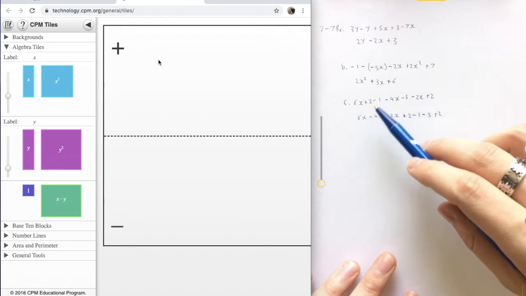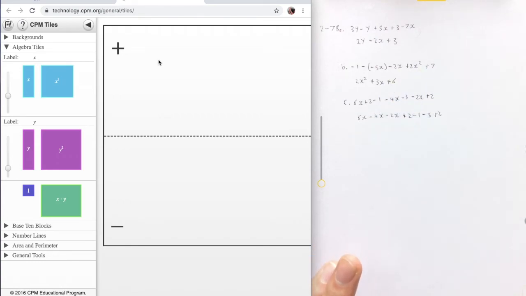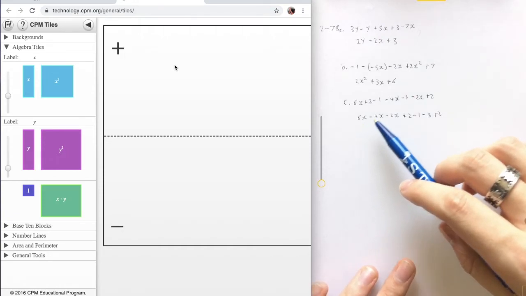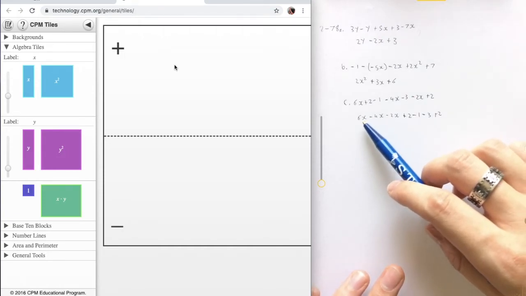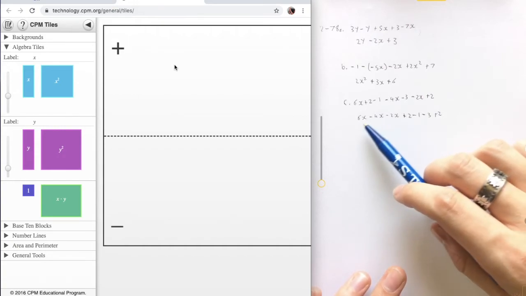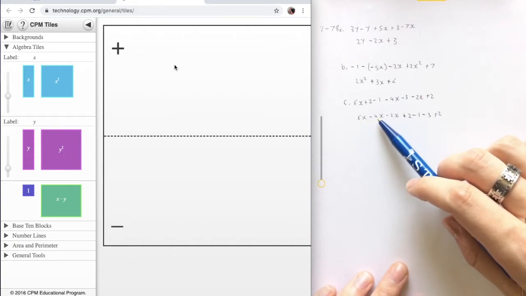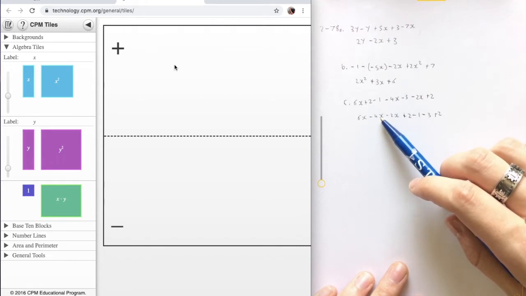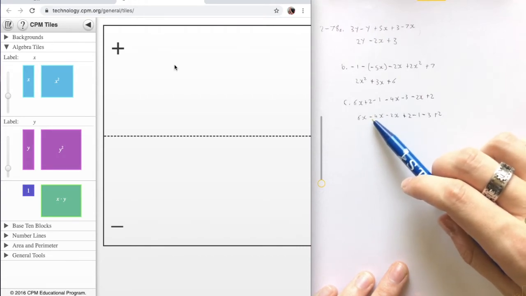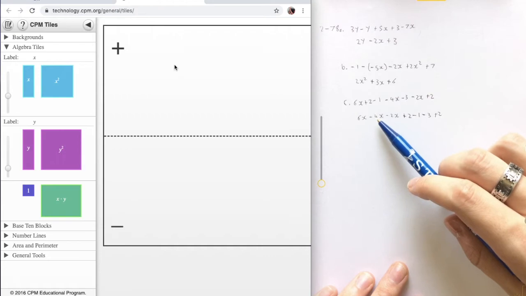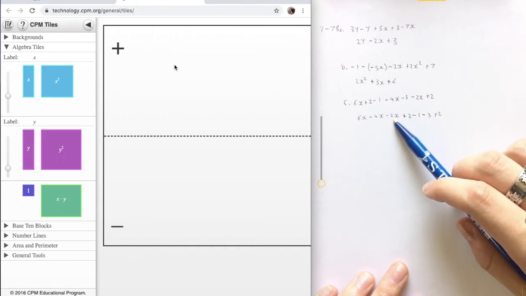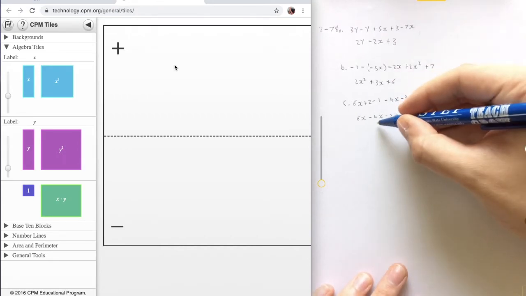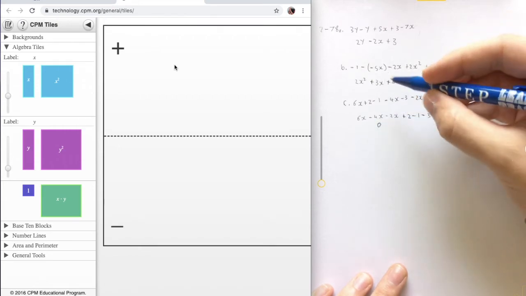So in the algebra tiles, we're trying to find 0 pairs. We can over here just do the same thing, but look at grouping similar terms. So we have a positive 6x and a negative 4x. So that's going to be 2x, but then we have a negative 2x here. So overall, we're not going to have any x's.